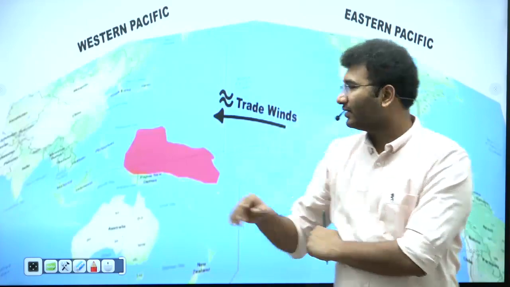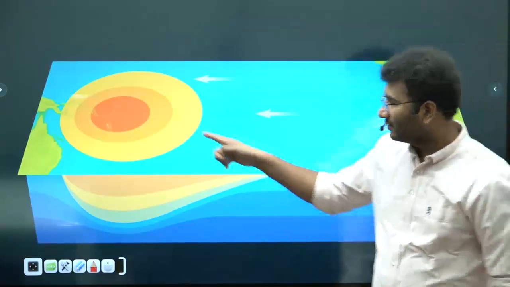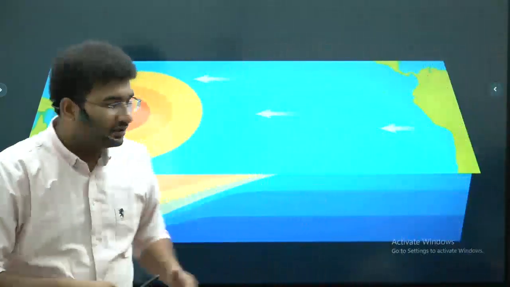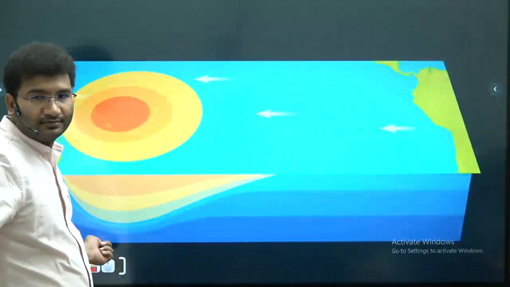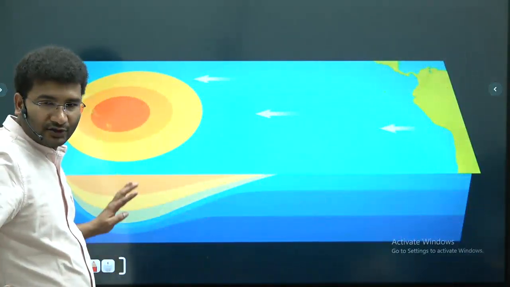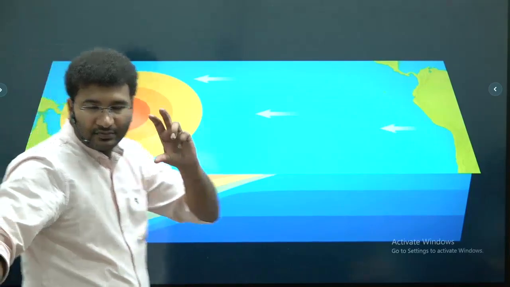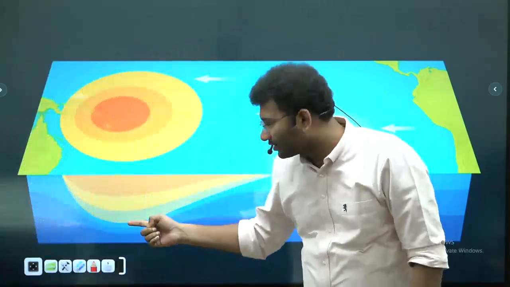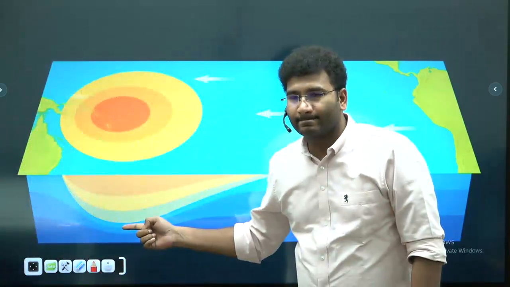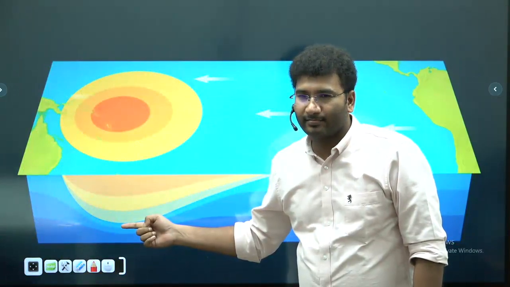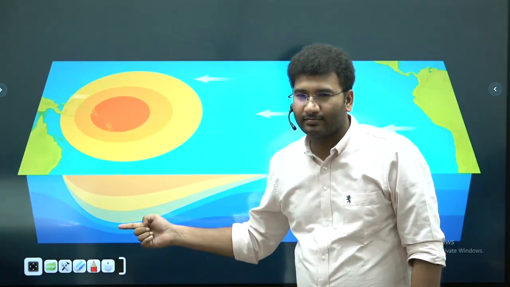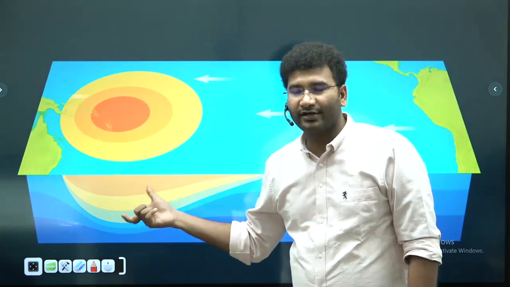The thermocline layer will be like this. If warm water is present, the depth of the thermocline will be more. Do you agree? The depth of the thermocline, this is your thermocline. Depth of the thermocline will be more.